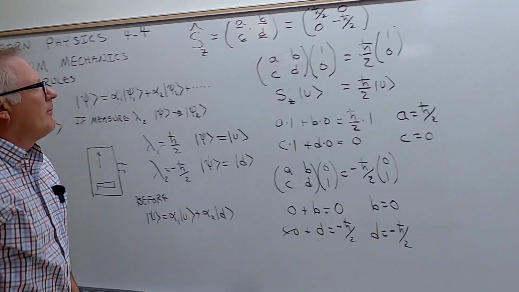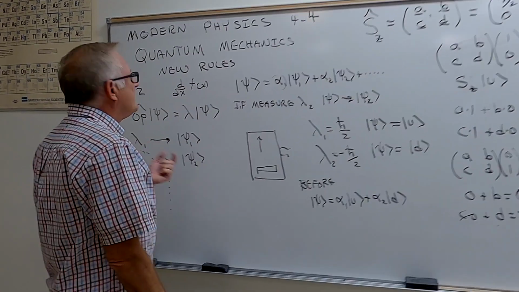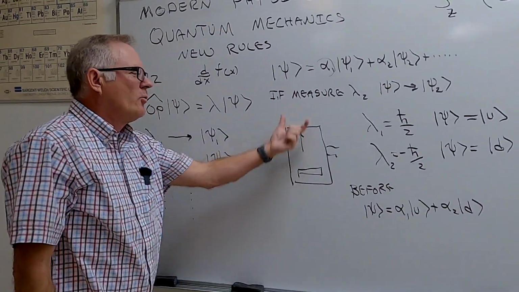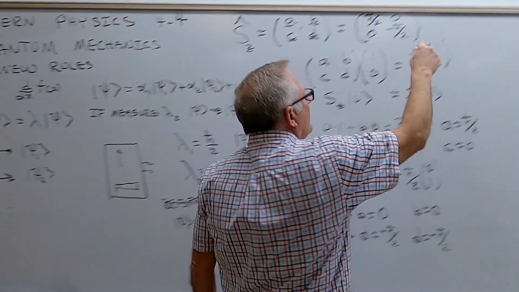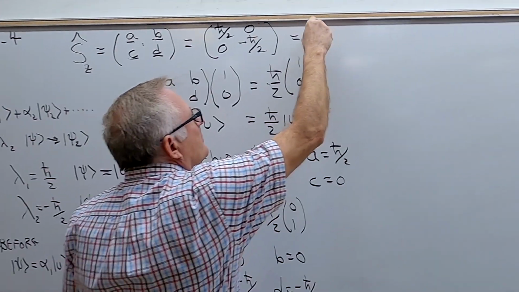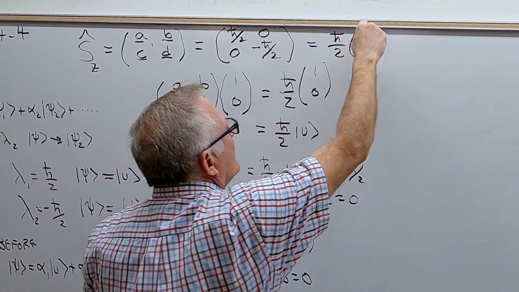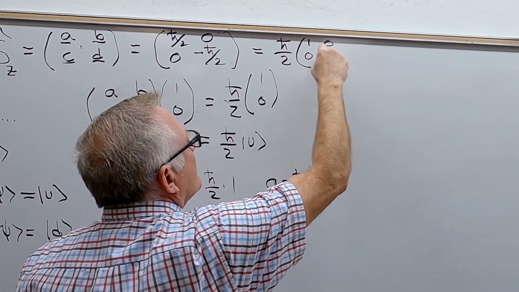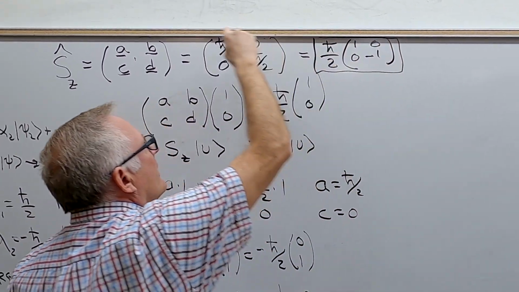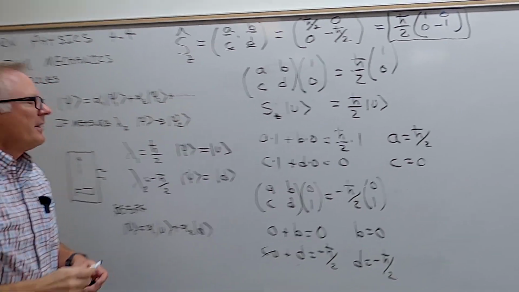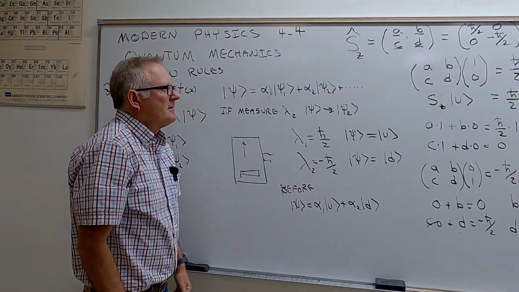So that matrix is the operator associated with this measurement. I could pull out the h bar over 2. Maybe we'll do that and just make it h bar over 2 times the matrix 1, 0, 0, minus 1. Okay, so you can either write it like that or like that. That's the operator associated with S sub Z.